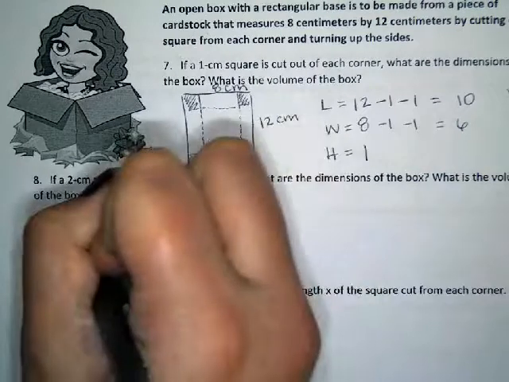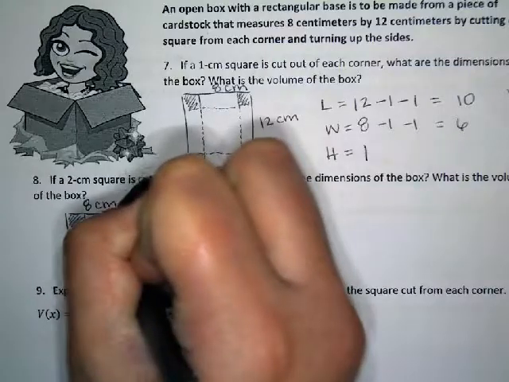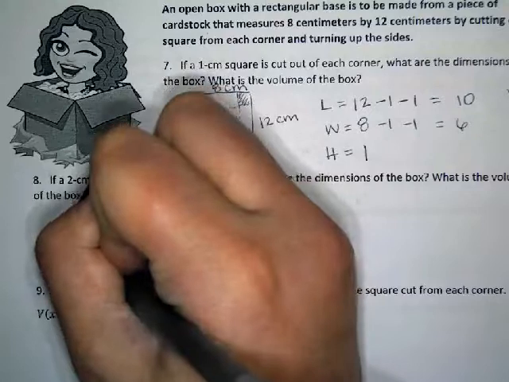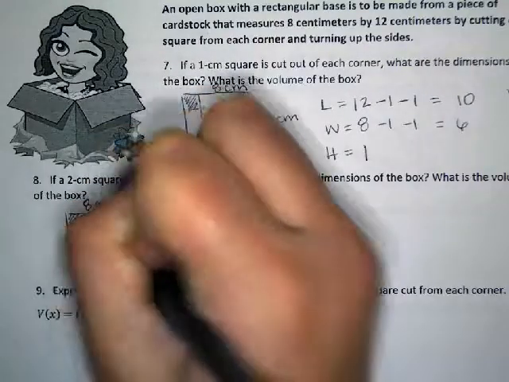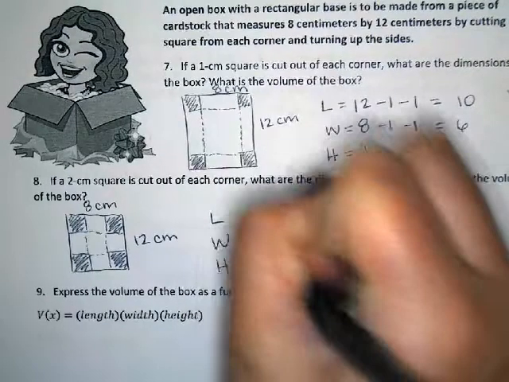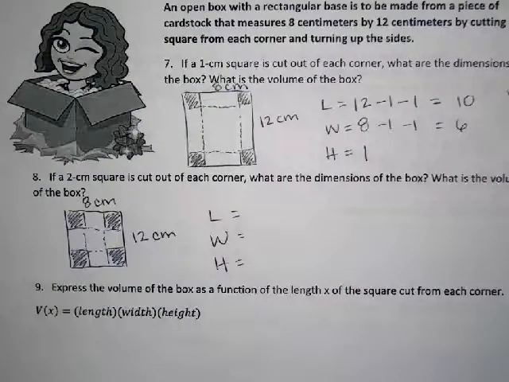So we've got the length, the width, the height. And we're going to picture this again, okay? So the overall length is 12 centimeters. We cut off 2 centimeters, we cut off 2 centimeters, and so what's the new length? 8. So I'm going to say 12, take away 2, and the new length is 8, okay?